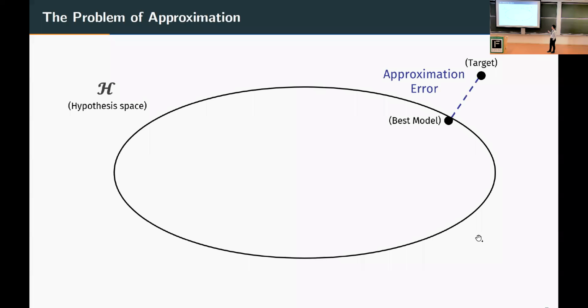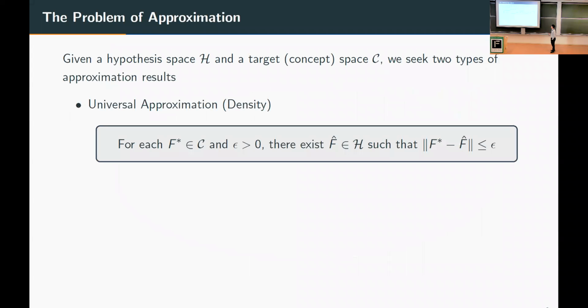So what is the distance between the best possible model you can get in a hypothesis space and the target? So the gap between these two is called the approximation error. And this is how I'll define approximation error. So what are some basic mathematical questions you can ask in this case?